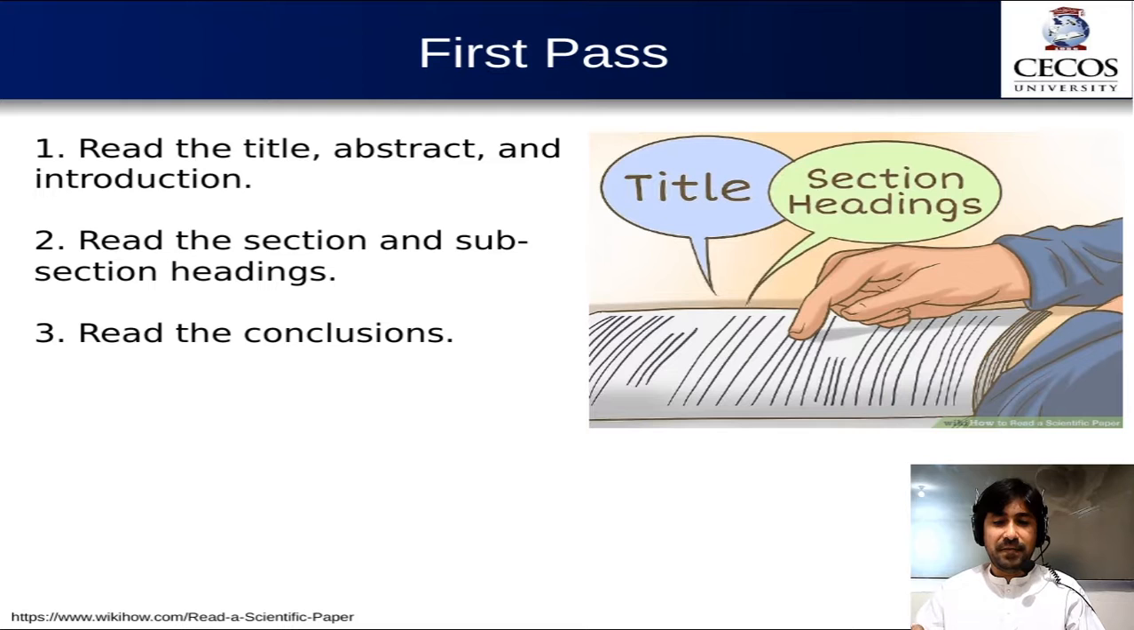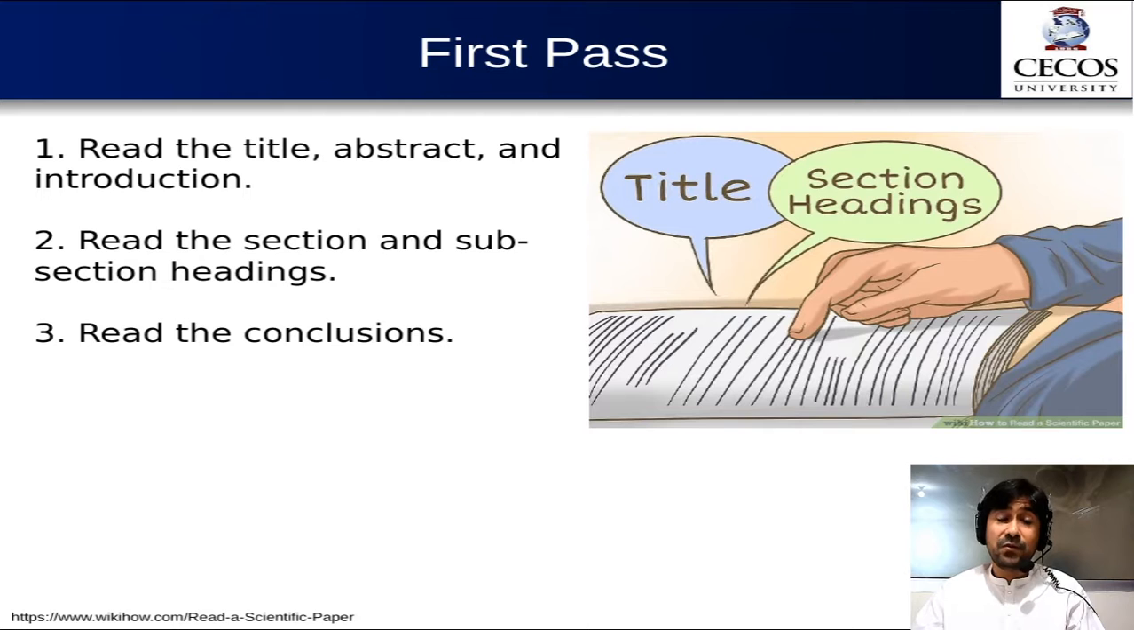So this is the first phase. Do not go into details, just read the title. If it interests you, okay, start reading the abstract. If not, reject the paper. There is no need to read the paper, right? If the title attracts you, then read the abstract.